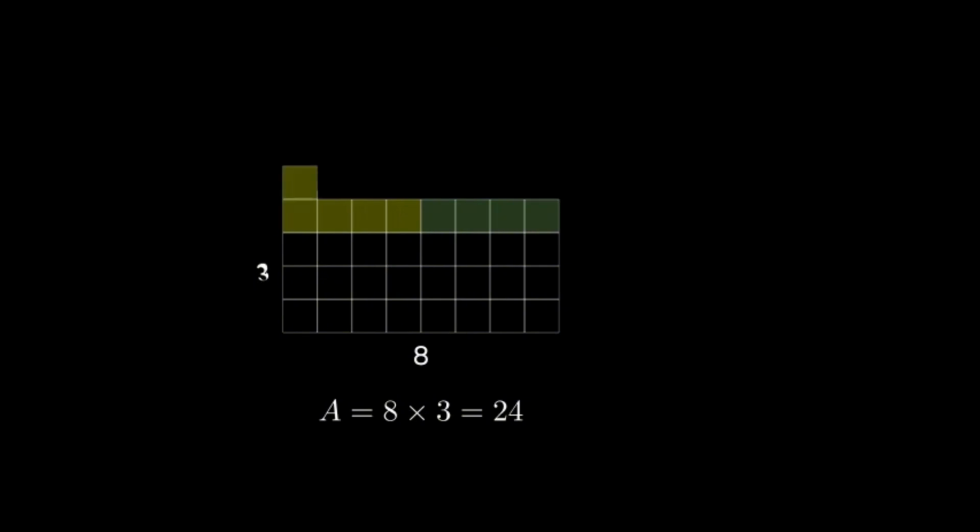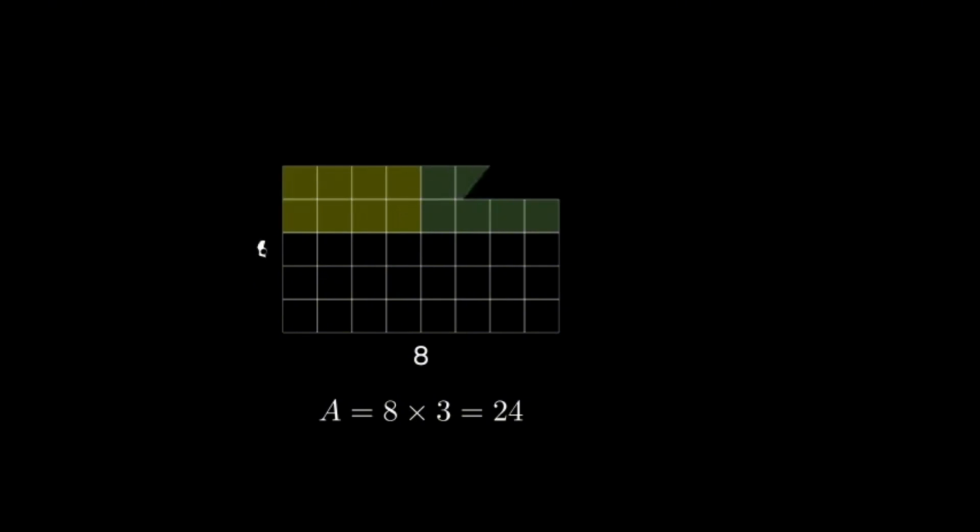Now, let's do another experiment. Here's an 8 by 3 rectangle, similar to what we just created. It has 24 square units of area, as we can see from multiplying 8 times 3. What happens if we now double the width from 3 units to 6 units?